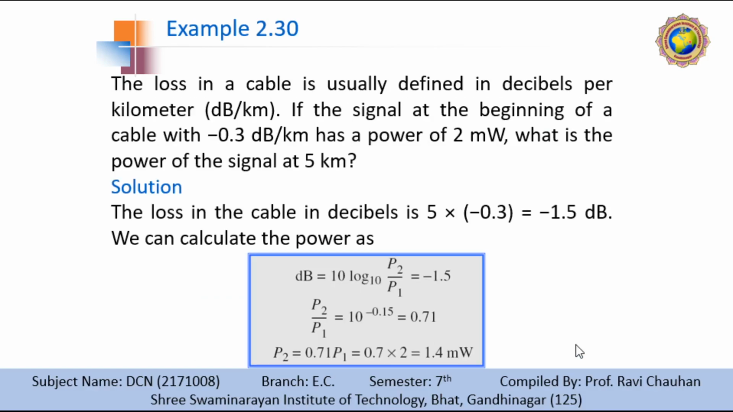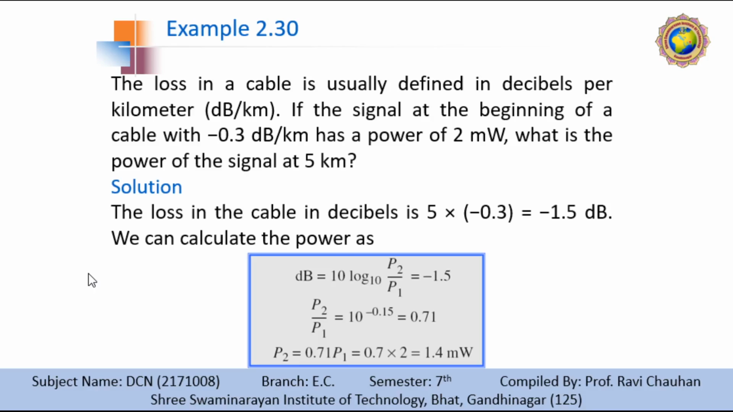The loss in the cable is usually defined in decibels per kilometer, or dB per kilometer. If the signal at the beginning of the cable, with a loss of minus 0.3 dB per kilometer, has a power of 2 milliwatt, what is the power of the signal at 5 kilometers?